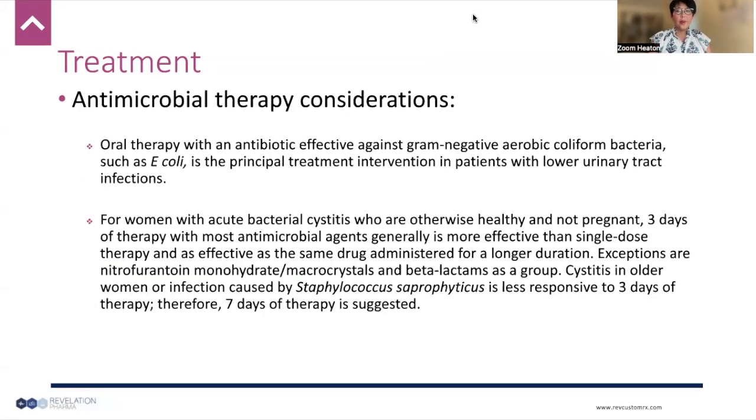Some antimicrobial therapy considerations. Oral therapy with an antibiotic that is effective against gram-negative aerobic coliform bacteria like E. coli is the principal treatment intervention in patients with lower UTIs. For women with acute bacterial cystitis who are otherwise healthy and not pregnant, 3 days of therapy with most antimicrobial agents generally is more effective than single-dose therapy and as effective as the same drug administered for a longer duration. Exceptions are nitrofurantoin macrocrystals and beta-lactams as a group.